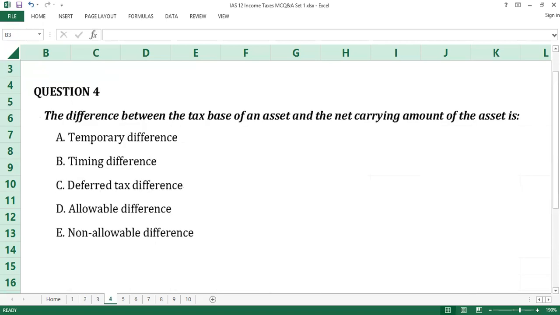Question number 4. The difference between the tax base of an asset and the net carrying amount of the asset is dash. A, temporary difference. B, timing difference. C, deferred tax difference. D, allowable difference. E, non-allowable difference. Time counts.